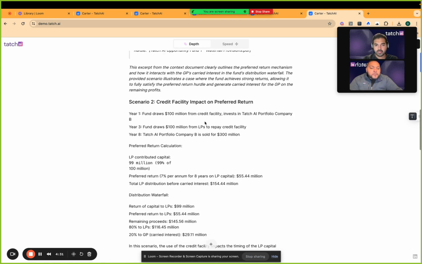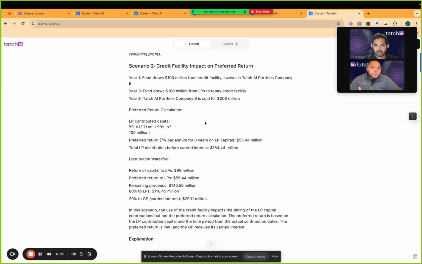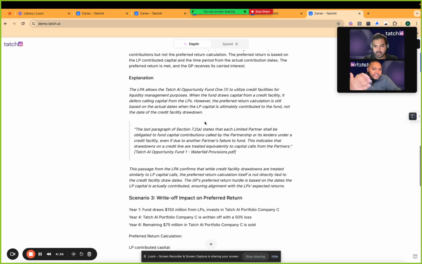Then you have an example of a credit facility being drawn and the impact on the preferred return. In this case, you were able to leverage the credit facility to make the investments, so you don't have to draw LP capital until it's time to repay the credit facility. Because you don't have to draw LP capital until then, the preferred return timeline counts from when that drawdown comes, instead of when you first get the credit facility. So this can be a way to enhance returns, and it gives us an explanation.